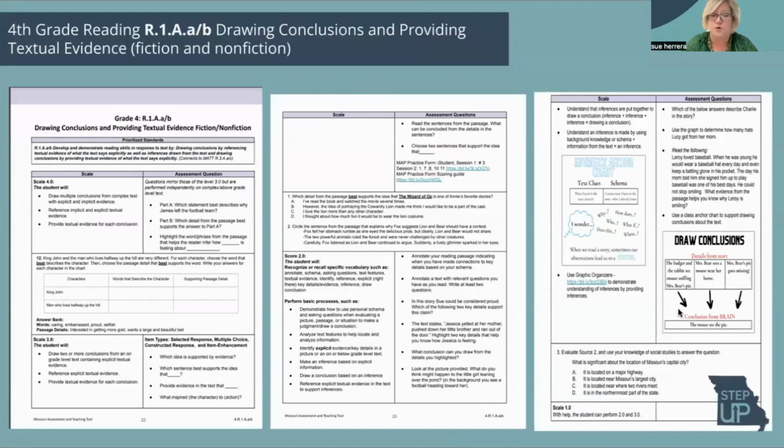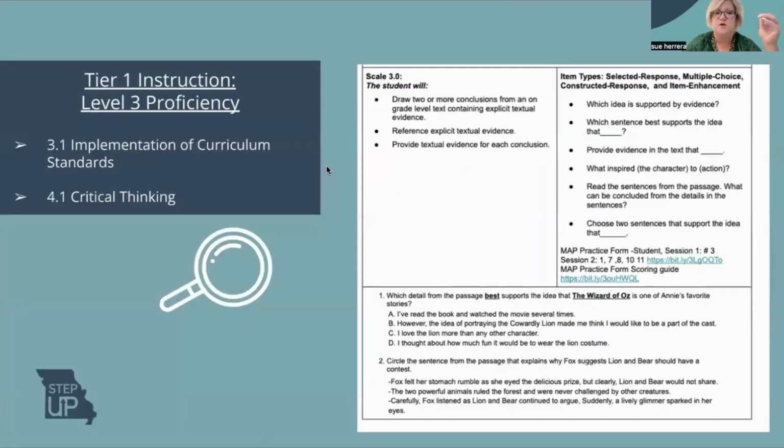When you open up either your digital scales or your map book, you will see scales that look much like this. This happens to be fourth grade R1A AB, drawing conclusions and citing textual evidence. It is set up in a 4-3-2-1 framework, much like Marzano, where 3 is proficient, 4 is advanced. We've got our 2, which is just below grade level, and then below basic. So how might we use our scales to help us with monitoring teacher growth goals? And how can we use it when we're in the classroom?